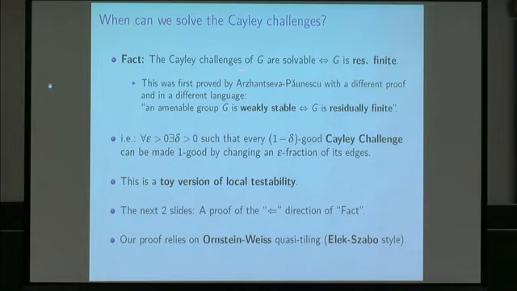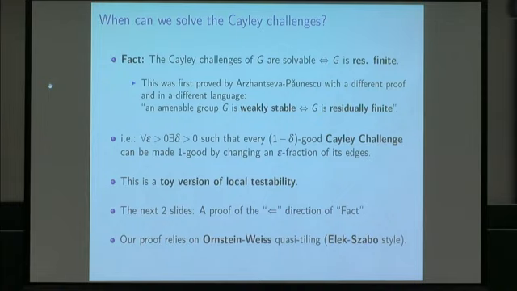This result, that being able to solve the Cayley challenges is equivalent to residual finiteness, was first proved by Arzhantseva and Păunescu, first in a different language and then with a different proof. They call this ability to solve the Cayley challenges weak stability, or maybe we would also call it weak local testability. And they prove exactly that an amenable group is weakly stable if and only if it's residually finite. So I will not give their definition, their language, but it's just this, the ability to solve the Cayley challenges.